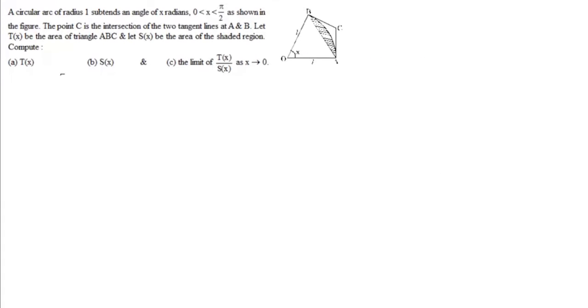Now here the question is, a circular arc of radius 1 subtends an angle of x radian. As shown in this figure, point C is the intersection of two tangent lines at A and B. Let Tx be the area of triangle ABC and Sx be the area of shaded region. Then we have to find Tx, Sx and this limit. Now radius is 1. If we draw a line here, this angle will be x by 2 and this is 90. And suppose this point is D.